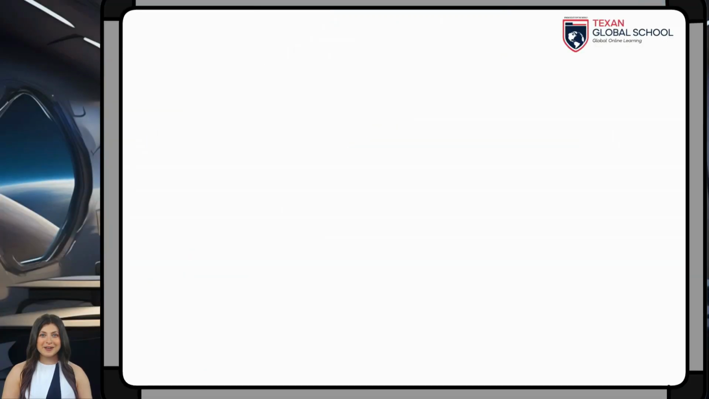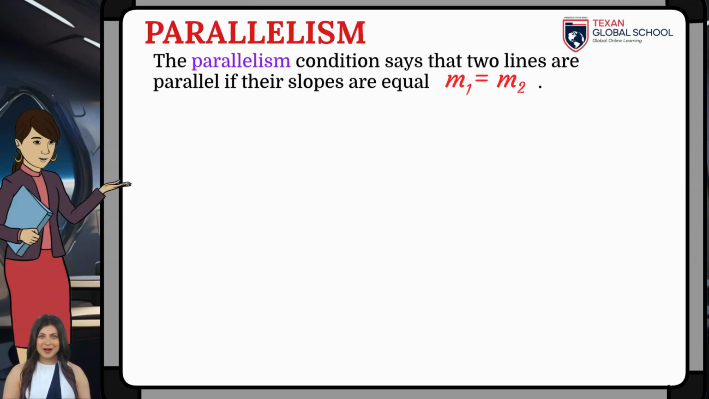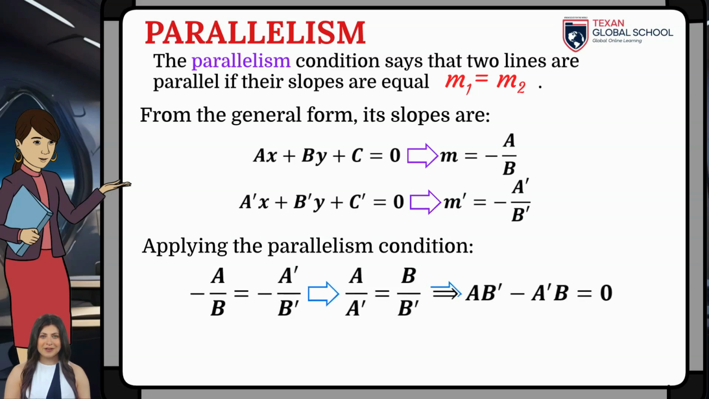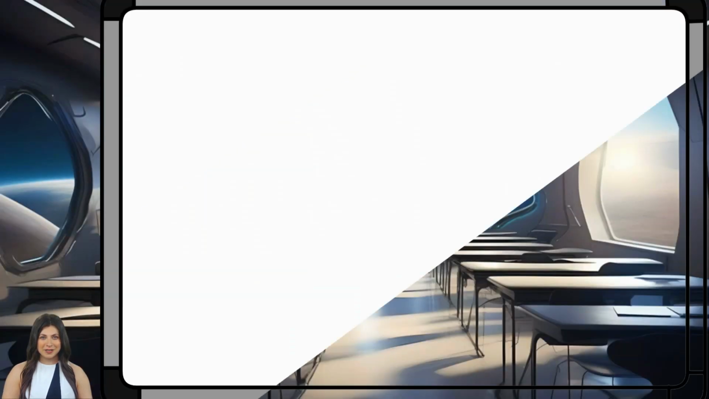For the first case, the parallelism condition says that two lines are parallel if their slopes are equal. As we saw in previous classes, we can obtain the slope from the general form of each of the lines, which are given as -a/b and -a'/b' respectively. Applying the condition of parallelism, we obtain the relationship between the coefficients as a/a' is equal to b/b', or any equivalence that can fit the equation.